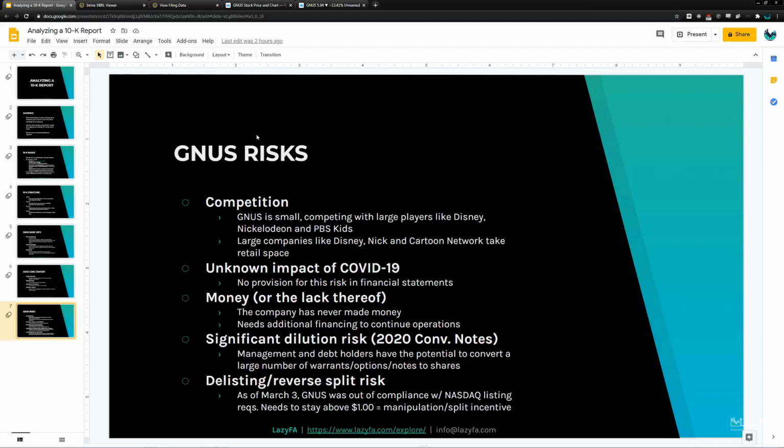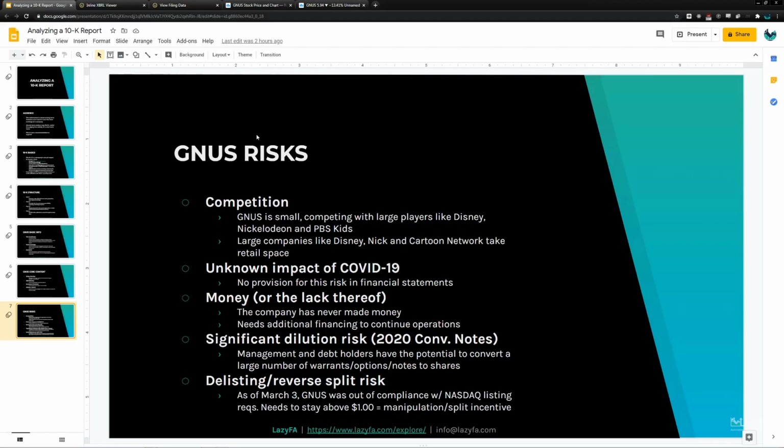Because of the issue of not really having any money, one of the ways that they've been alleviating that issue is selling additional stock and selling new debt. So the management and the debt holders have the potential to convert a large number of warrants and convertible notes and options into shares of stock, which they can then dump into the market. So there's a lot of dilution risk in this company.